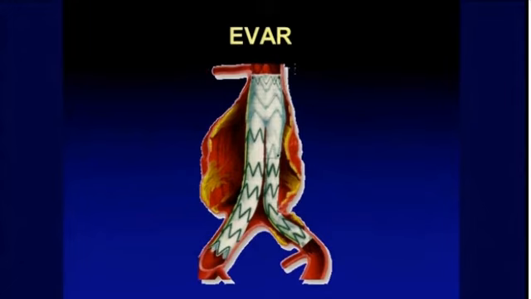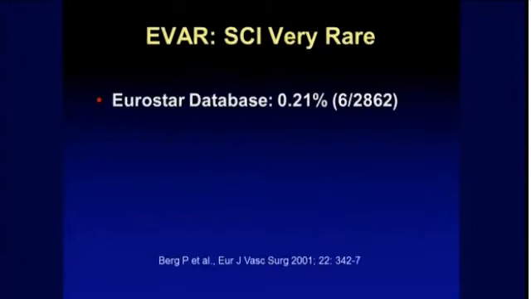Again, we don't have a lot of data. Probably the largest series comes from the EUROSTAR database, and the incidence of spinal cord ischemia following endovascular repair of an infrarenal aneurysm is approximately 0.2%. That's pretty darn low.